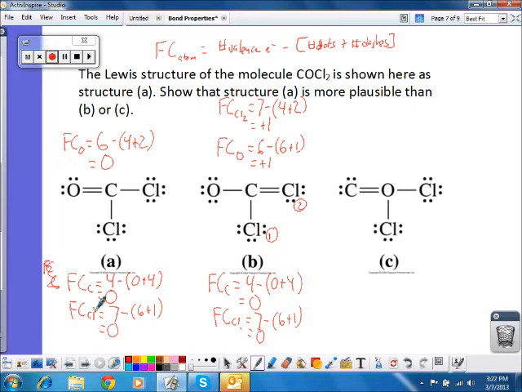So that's why this is less preferable, even though it does follow all the rules. Everybody has 8. It has the right number of electrons. There are no issues with just following the octet.